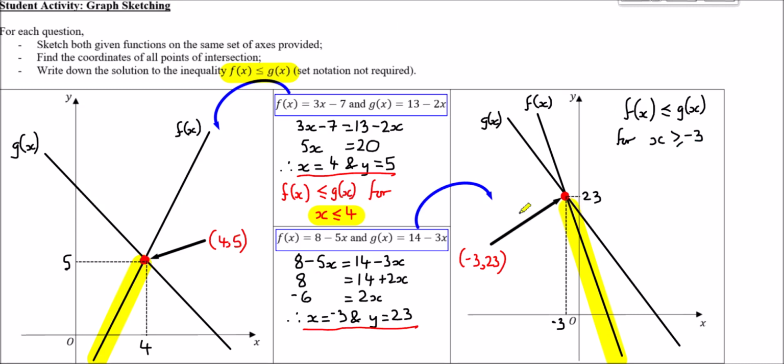What am I talking about? Yes, sorry, that's right. Get myself confused. Yes, so when x is at least minus 3. That's correct.